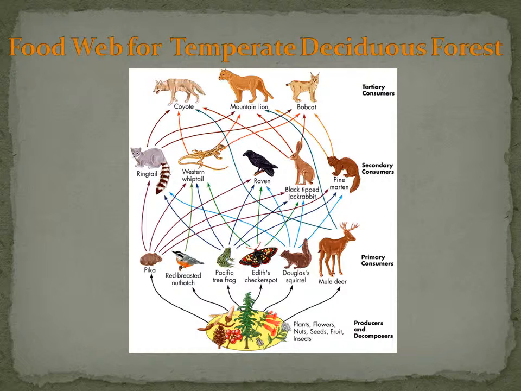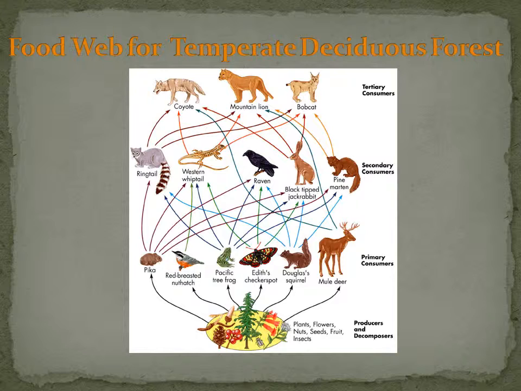Here's the food web for the temperate deciduous forest. As shown at the bottom, the autotrophs are the primary producers such as plants, flowers, nuts, seeds, fruit and insects. These are also the decomposers. As we will see later in the nutrient cycle, biomass is decomposed. This then becomes litter, and this litter can then form the soil. Primary consumers can then feed off the nutrients that the producers and decomposers produce.